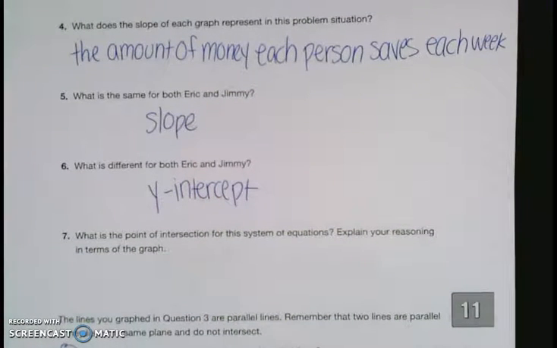Number 7 says, what is the point of intersection for this system of equations? And it says, explain your reason in terms of the graph. Hopefully you know this, but do parallel lines ever intersect? No, because they're always the same distance from each other. Go ahead, and I'm going to let you write number 7 on your own. There's no point of intersection because they're parallel lines and they're never going to intersect.